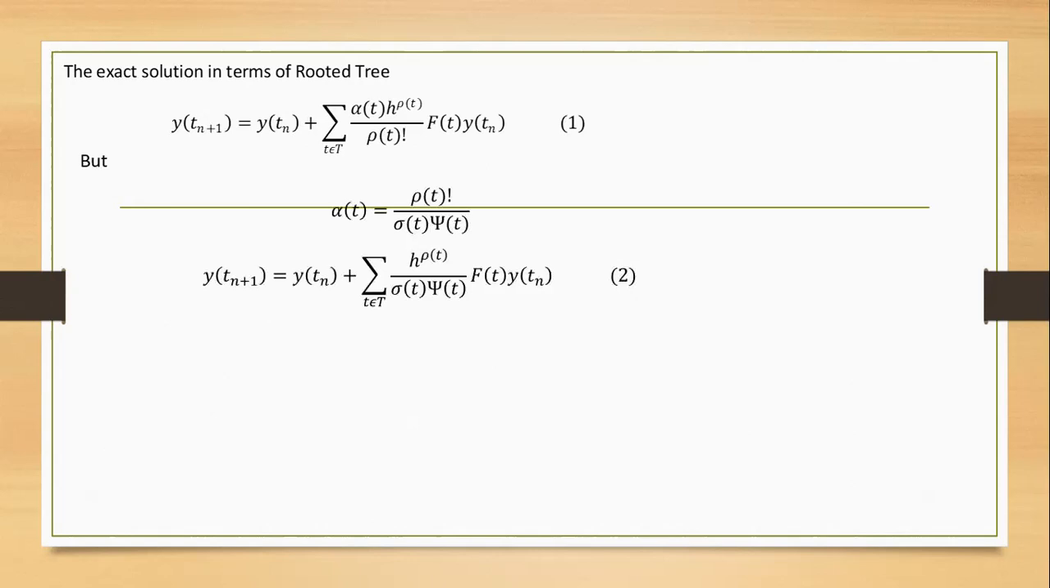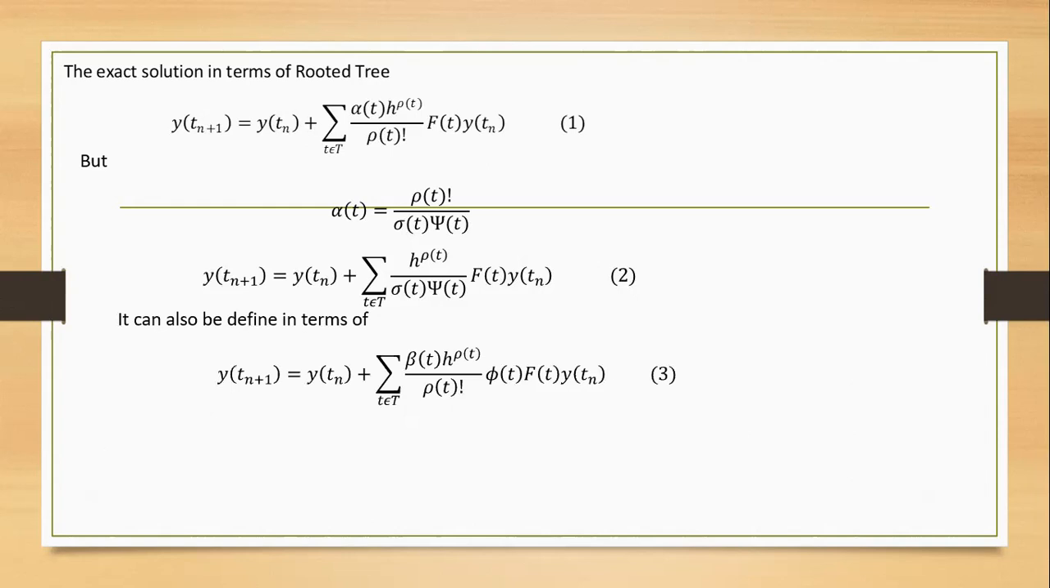Then from the relationship of the ordered set, we know that the ordered set is defined as the order factorial, that is rho factorial, divided by the density times the order of symmetry. Then if I substitute that into my equation 1, the exact solution reduces to y(t_n) plus the summation of h raised to the power of the order divided by the density times the order of symmetry times F(t), which is my elementary differential of y(t_n).